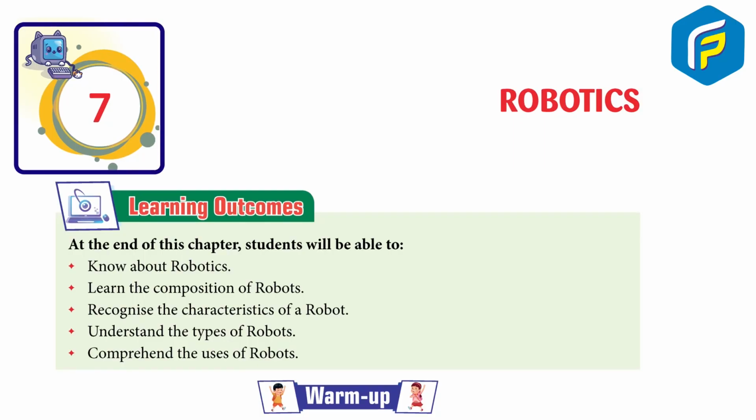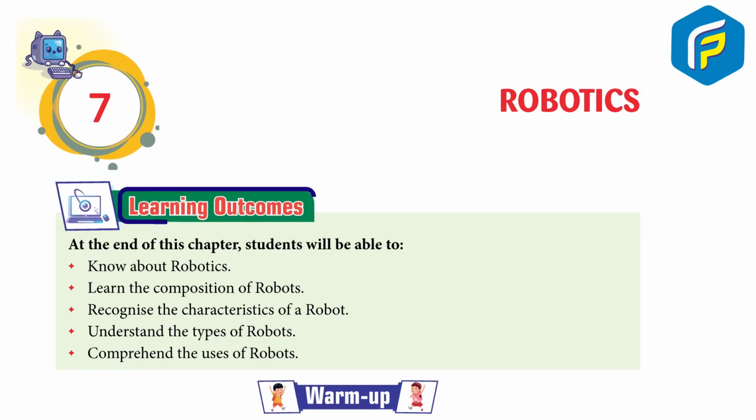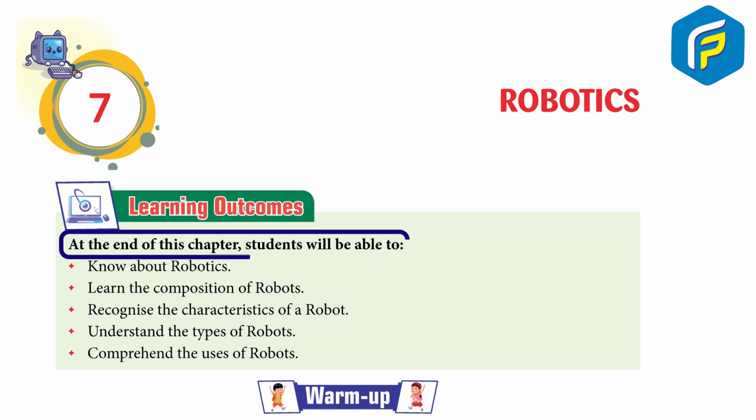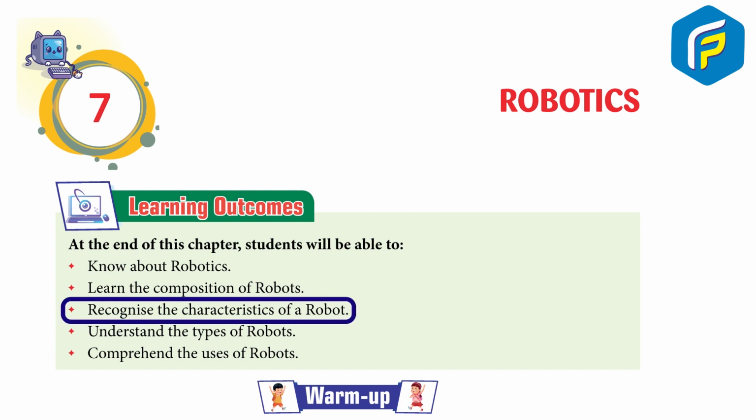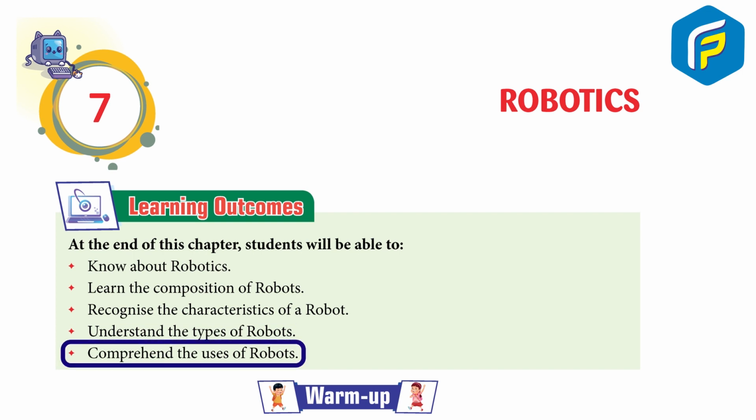Chapter 7: Robotics. Learning outcomes. At the end of this chapter, students will be able to know about robotics, learn the composition of robots, recognize the characteristics of a robot, understand the types of robots, and comprehend the uses of robots.